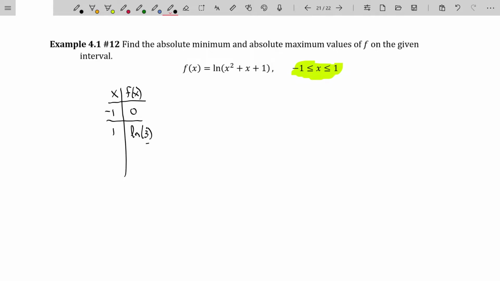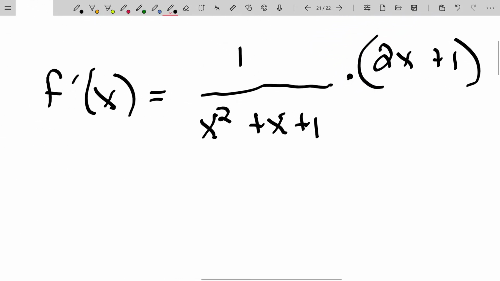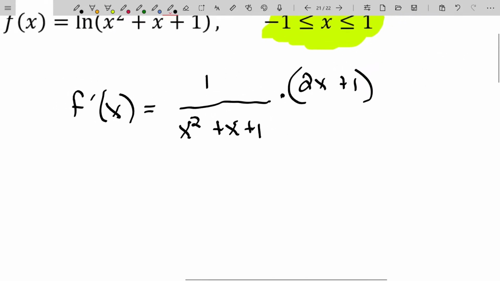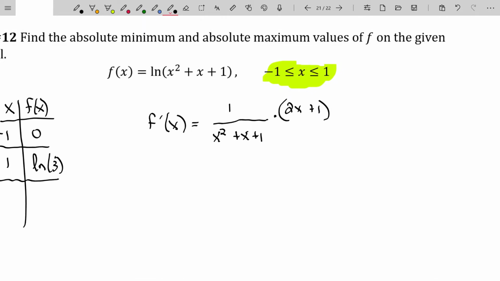All right, now I'm going to take the derivative. F prime of x is the derivative of natural log, 1 over its argument, x squared plus x plus 1, times the derivative of its argument, 2x plus 1. And just letting you know, that denominator will never become 0 because the discriminant is negative. So there is no way that's going to become 0. So that basically means the derivative always exists.